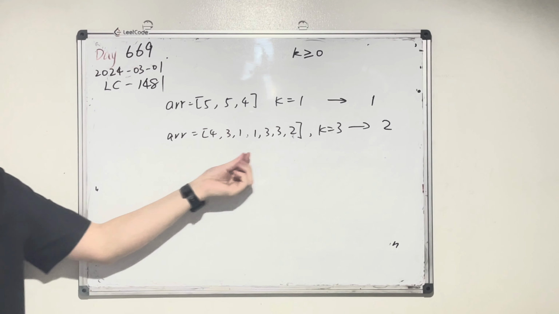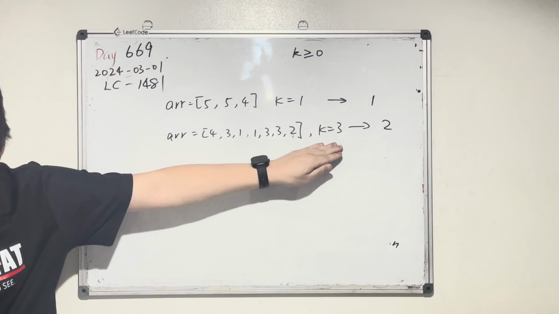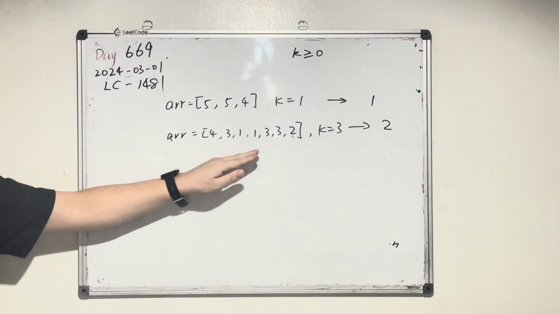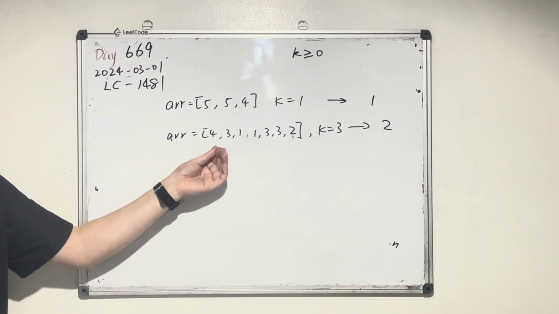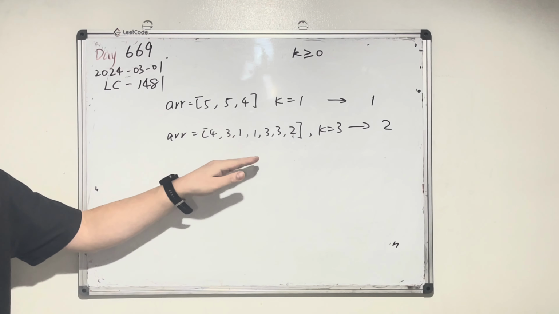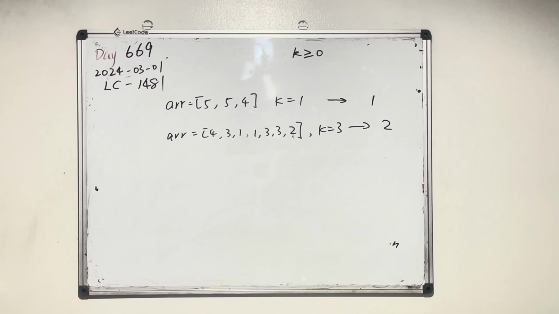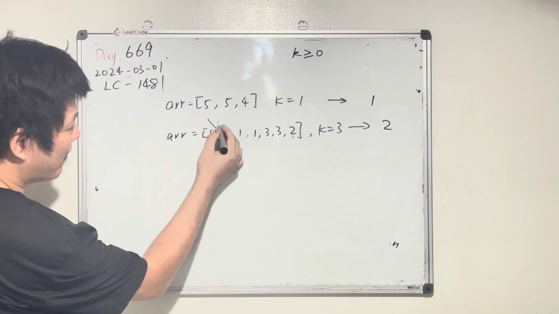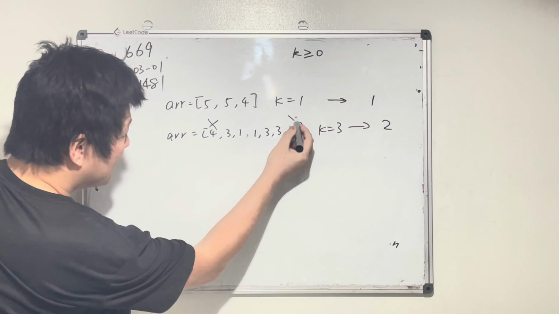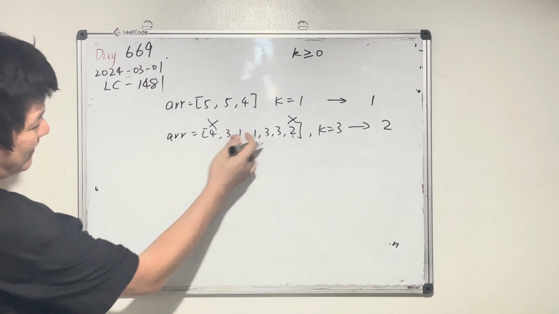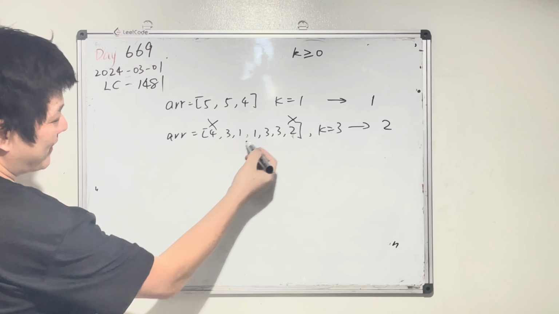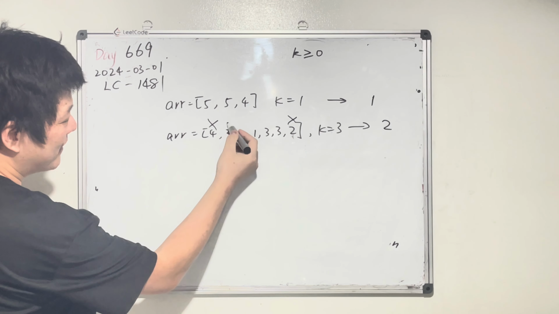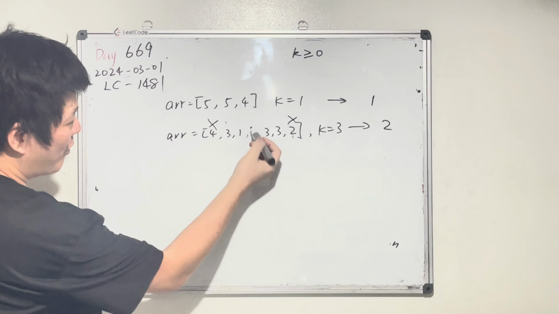Okay, second example. We want to remove 3 numbers. So which 3 numbers do we want to remove, to get down to 2 unique numbers? I think 4 and 2. Yeah, we get rid of 4 and 2, and then it doesn't matter, right? Because these are duplicates, we can remove the 3 or 1, it doesn't matter. The remaining is 2 unique integers, okay?